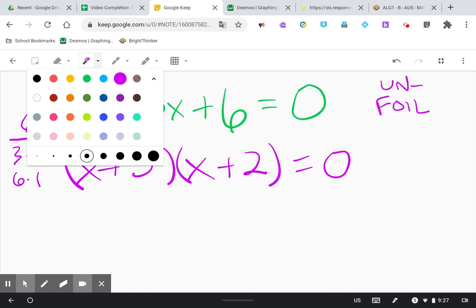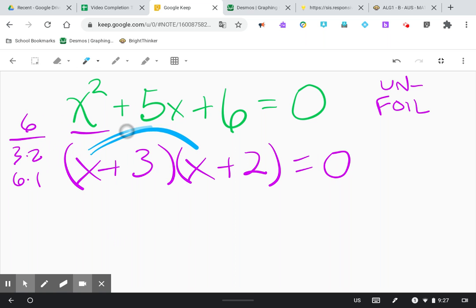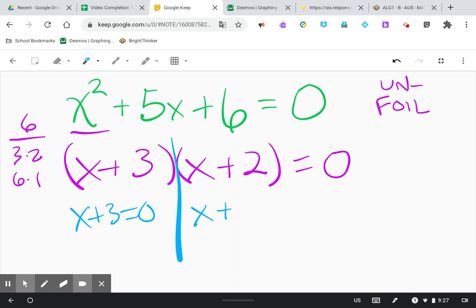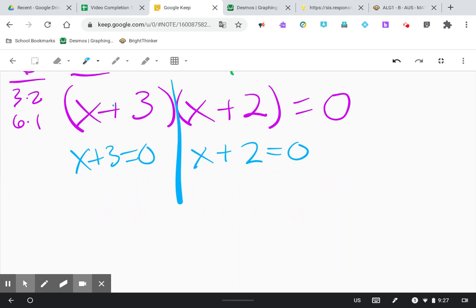If I wanted to verify that, I would just FOIL this out, and I would end up with the original expression. I'm going to erase that so we don't have that messing up our ideas. So this is what I would get if I factored this. The nice thing is that then I can apply the zero product property, because it says that if these two things multiply to make 0, then one of two things has to be true: either x plus 3 is equal to 0, or x plus 2 is equal to 0.